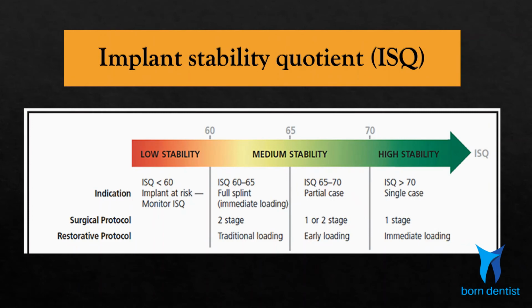ISQ values of less than 60 denote poor stability, which is not favorable for loading. A value between 60 and 65 is for conventional loading, a value between 65 and 70 is suitable for early loading, and greater than 70 is favorable for immediate loading. So these are the 3 common tests to assess the primary stability, of which the most reliable is the resonance frequency analyzer.